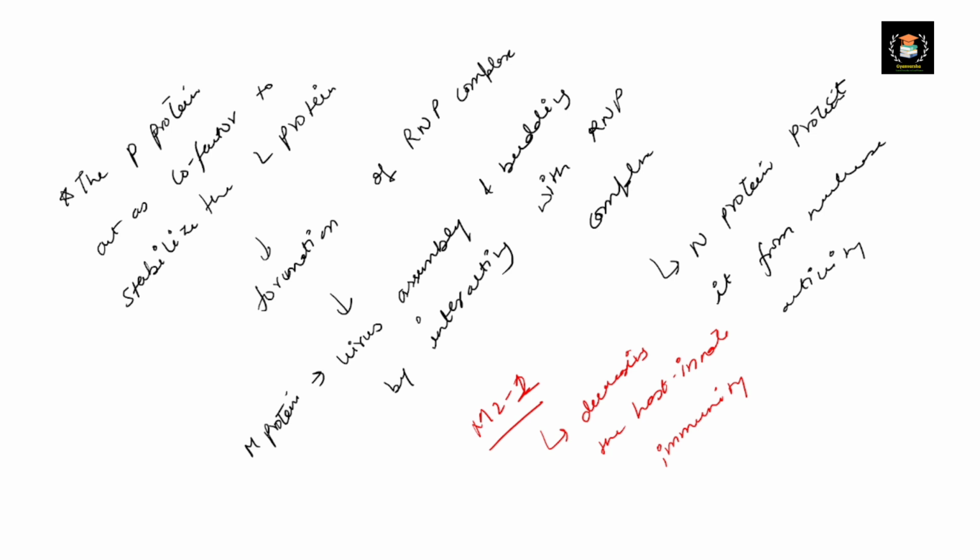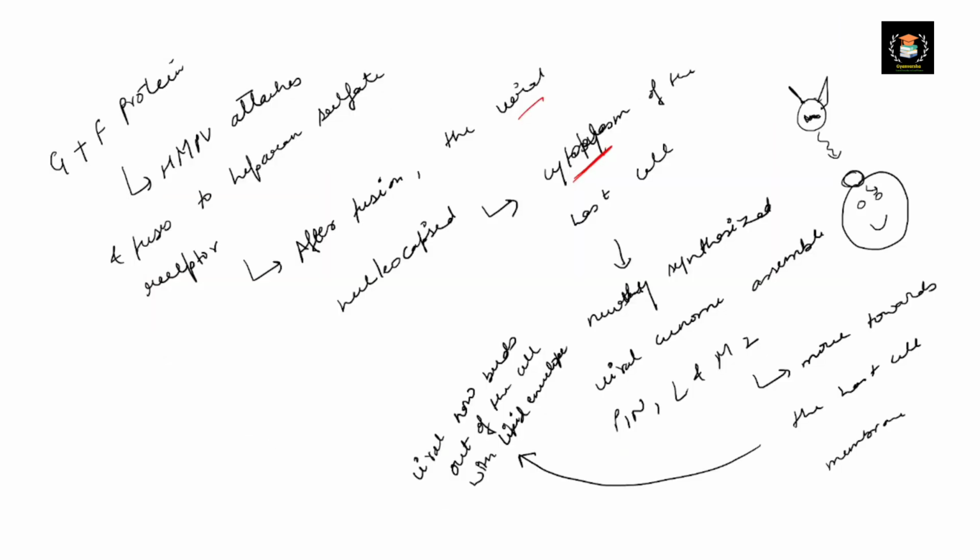Students, again I am repeating one more time. It's very important. It is very easy. There are 8 genes which code for 9 proteins. See, first G and F protein: they attach and fuse with the heparin sulfate receptor. With the help of G and F protein, Hmpv attaches and fuses with the heparin sulfate receptor. Then after fusion, the viral nucleocapsid enters into the cytoplasm of the host cell. Then the newly synthesized viral genome assembles with other viral proteins P, N, L and M2.